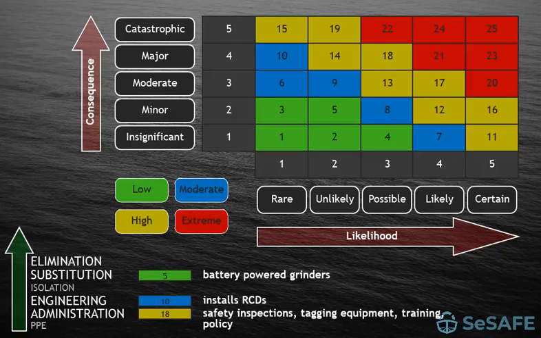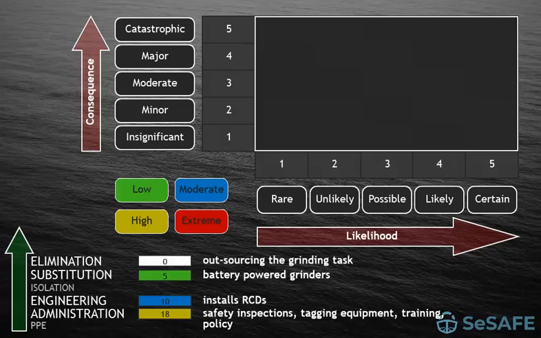The skipper has one final option: to eliminate the hazard by outsourcing the grinding task to a professional. Now the risk to Robert has been eliminated, demonstrating why elimination is the ultimate safety control measure that should be used whenever possible.